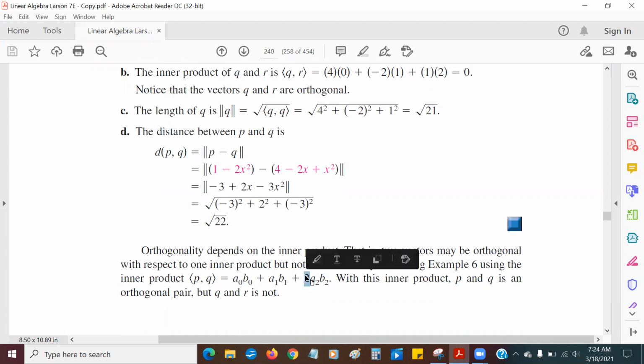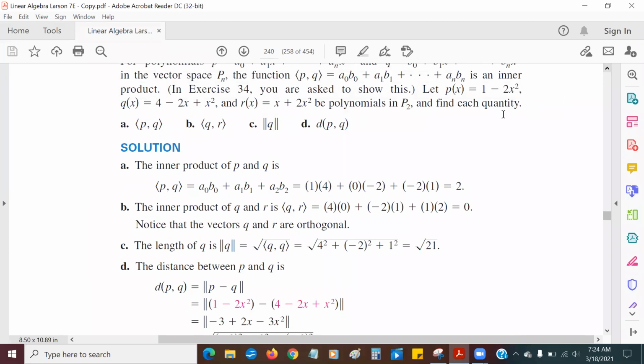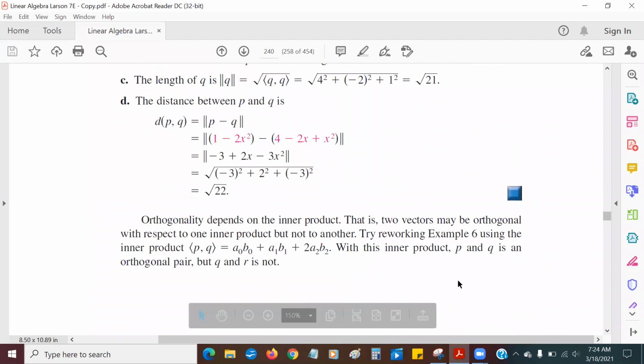So what would happen there? Let's just do P and Q; you'll get the idea, and you can do the rest yourselves. I get 1 times 4 plus 0 times -2, so far I have 4, plus 1 times -2, but I have to double it because we added that extra 2. So I get -4. So +4 plus -4 is 0. With this new inner product, P and Q now are orthogonal.